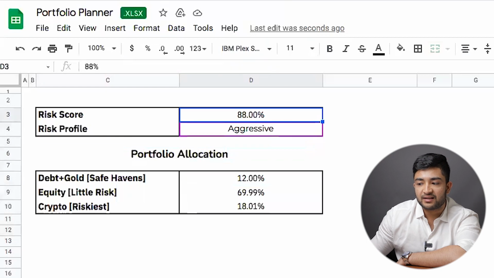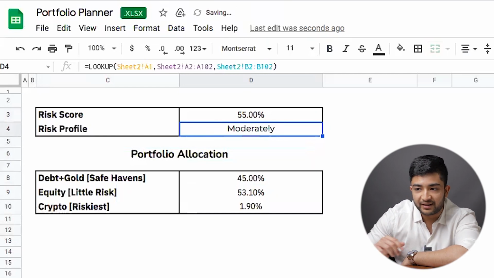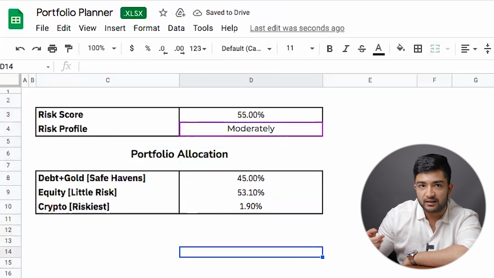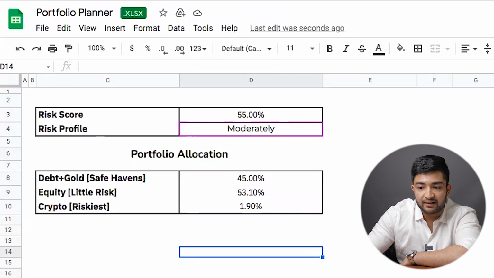Now if I just change the risk score to say 55, then this automatically changes the risk profile as well, and it gets changed from aggressive to moderate. And now again the allocations have changed. The allocation for the safe haven assets has obviously increased slightly to 45%, and for equity it has gone down from 70 to 53.1%, and for cryptos it has gone down substantially from 18% for aggressive with a risk score of 88%, to an allocation of 1.9% for a moderate risk profile with a risk score of 55.